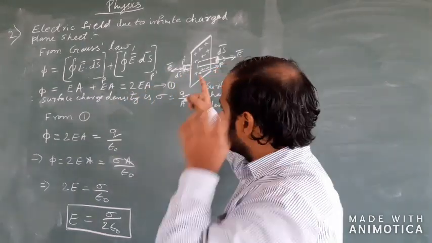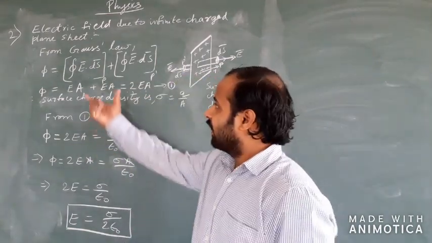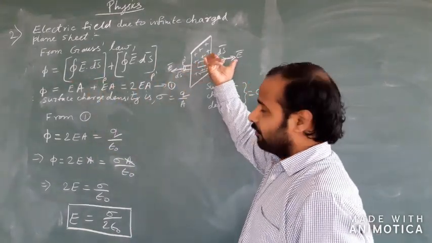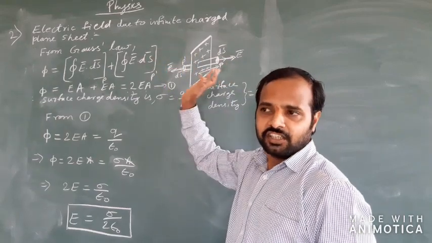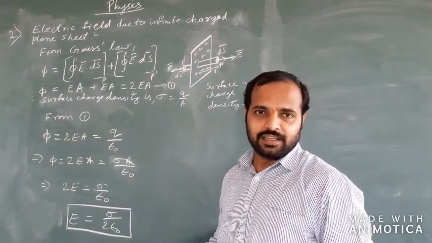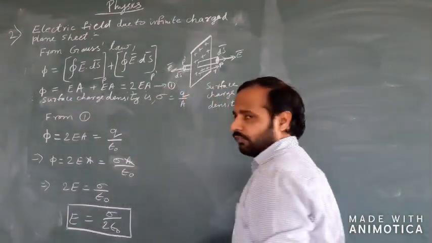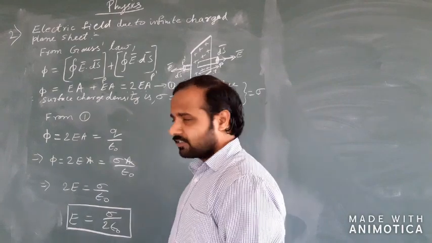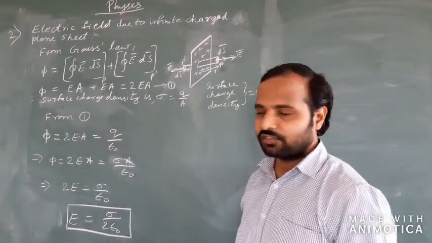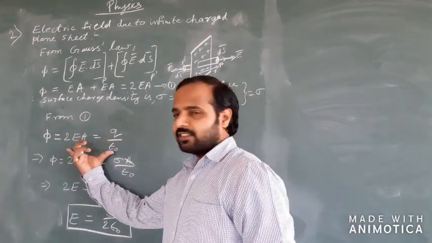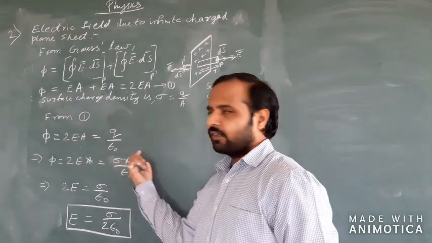Remember one thing, the flux is a scalar quantity, which means I have to add the flux which is being emitted on either side of that particular sheet as a simple number. So when we go to the next step to apply the Gauss theorem, the general formula of Gauss theorem is phi is equal to q by epsilon naught. So we have applied the same over here. So phi is equal to 2EA is equal to q by epsilon naught.